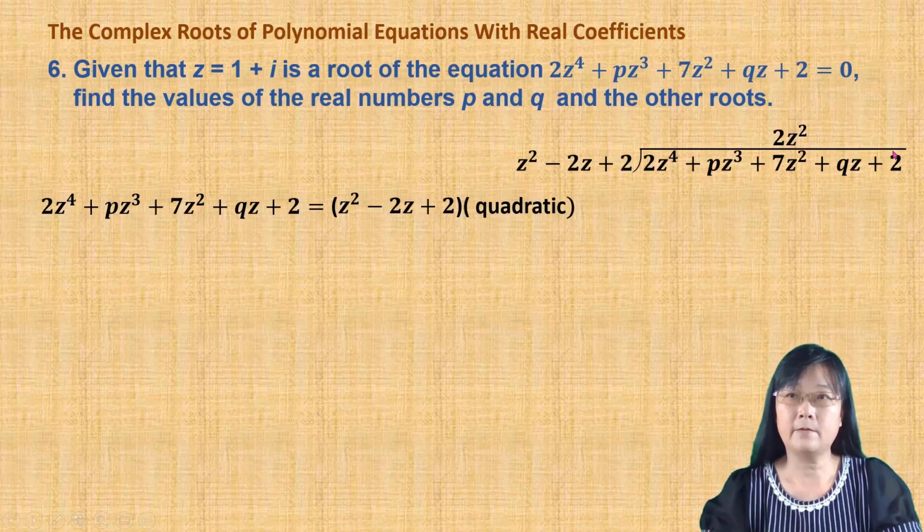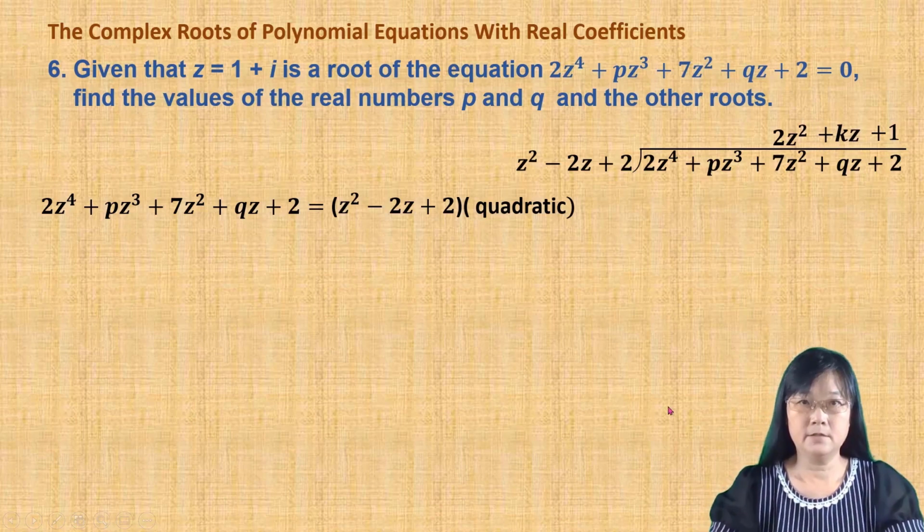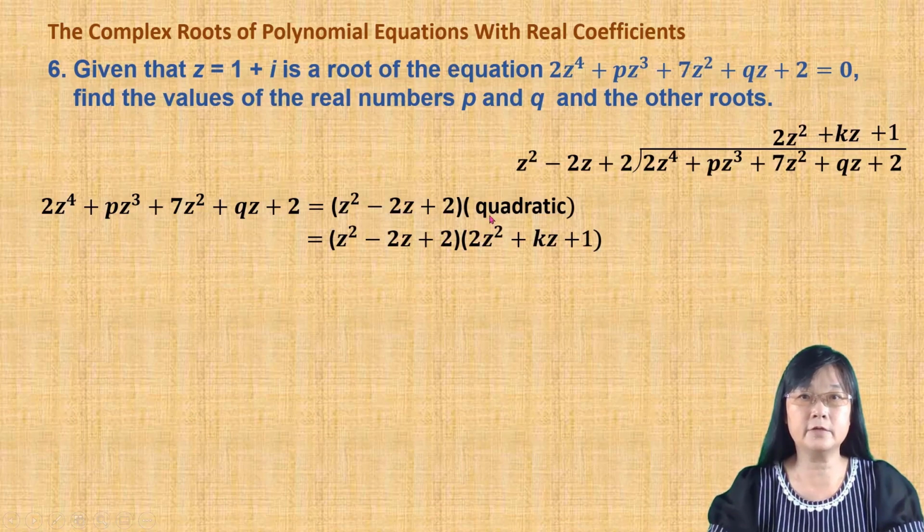Now we go to the last number. Then I have to think what number times positive 2 is equal to positive 2. So definitely it is positive 1 times positive 2 equals positive 2. Then the term in the middle, we do not know because there are two unknowns here. So now I just put an unknown kz here. So therefore the second quadratic factor is this one.